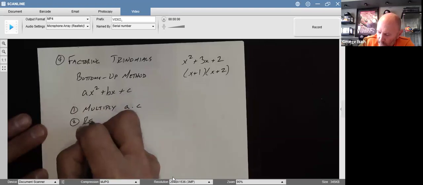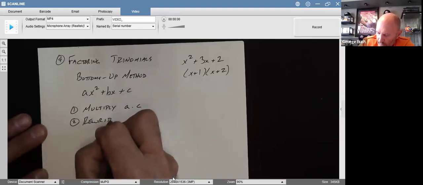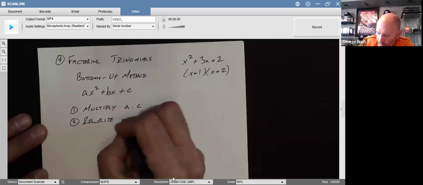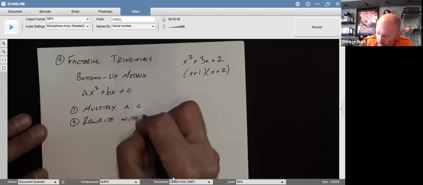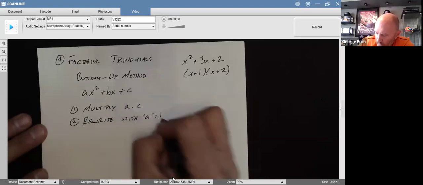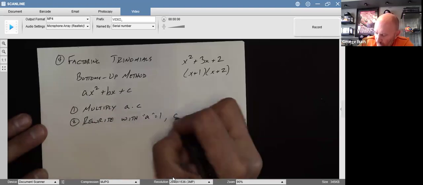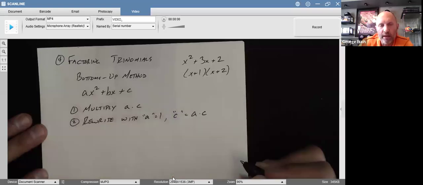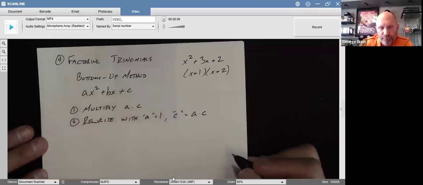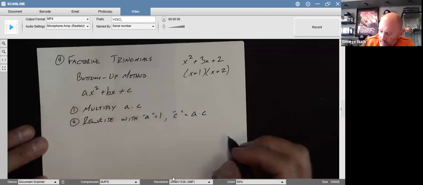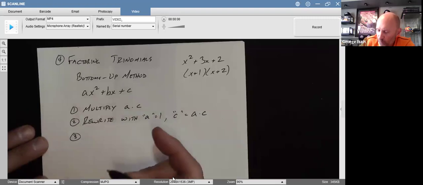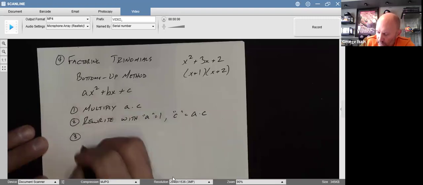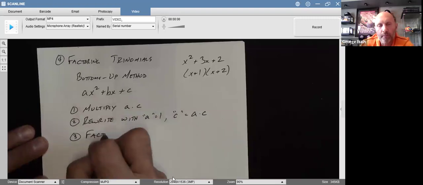We are then going to rewrite the quadratic with our a value being 1, and the c value is now that value we just calculated, a times c. Now that it's in that form, it should be a little bit easier for us to factor.